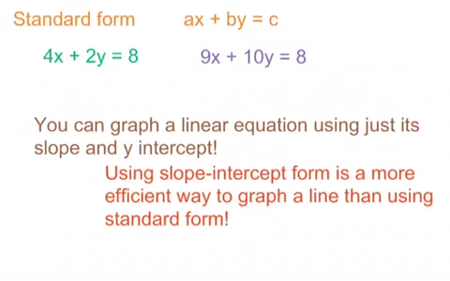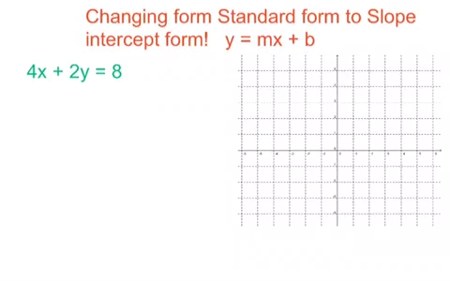All right. Standard form is just a little bit different, but it's the same kind of idea. So it's ax plus by equals c, or 4x plus 2y equals 8, or 9x plus 10y equals 8. Okay. You can graph a linear equation using just its slope and its y-intercept. That's all you need. As I said before, using slope-intercept form is a more efficient way to graph a line than using standard form. So we're going to go from standard form to slope-intercept form.